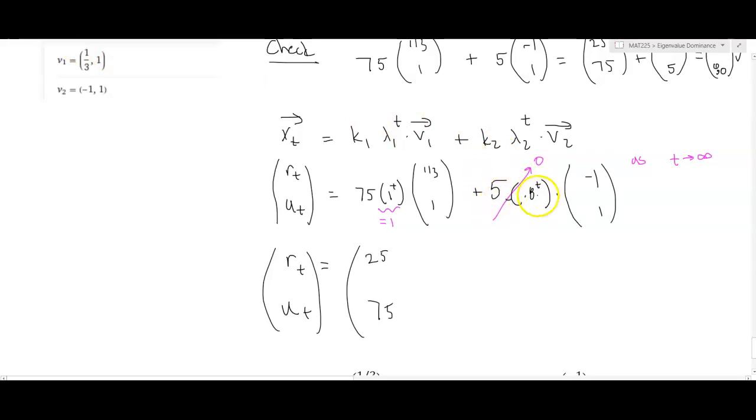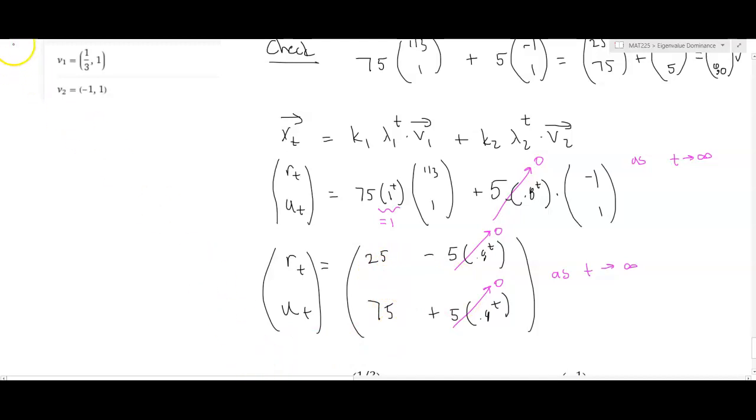And so we'll have 5 times 0.8 to the t times -1, which is minus 5 times 0.8 to the t. And 5 times 0.8 to the t times 1 is just plus 5 times 0.8 to the t. So now you can see what's happening here. For large enough t, this term will decay to 0. This term will go to 0, again, as t approaches infinity, and all I'm going to be left with is the constants 25 and 75.